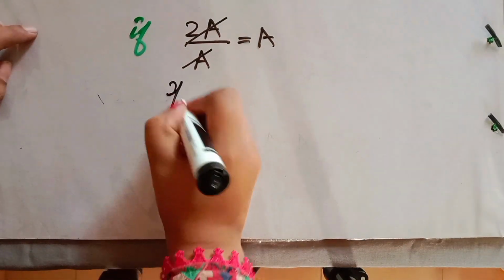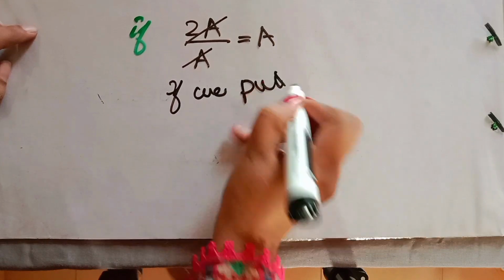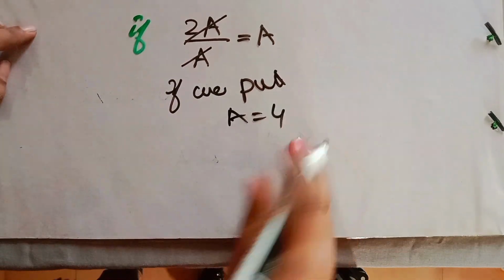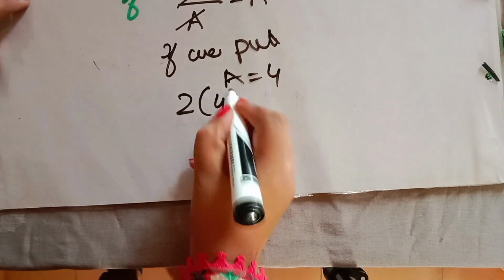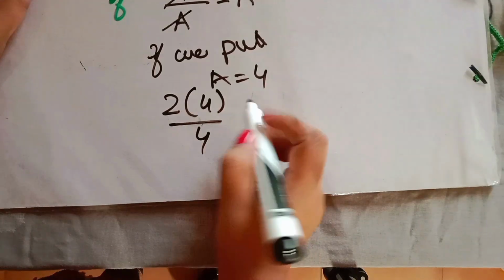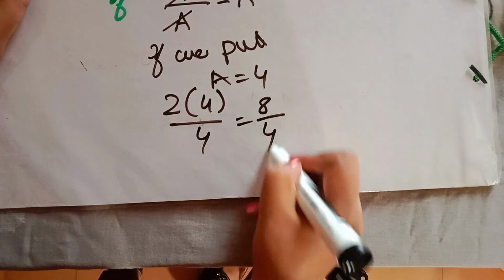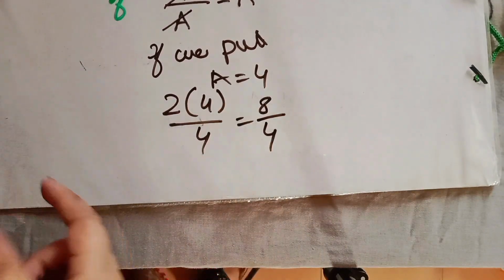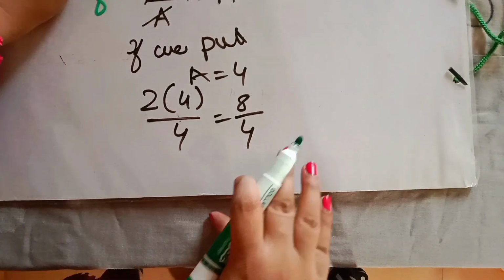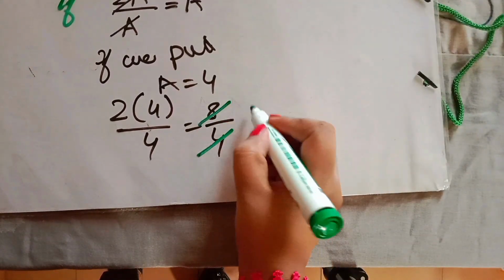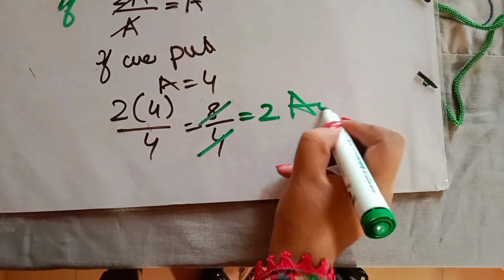If we put a equals 4, then 2 into 4 divided by 4, which is 8 divided by 4. As we know, 4 is a multiple of 2 in 8, so the answer is 2.